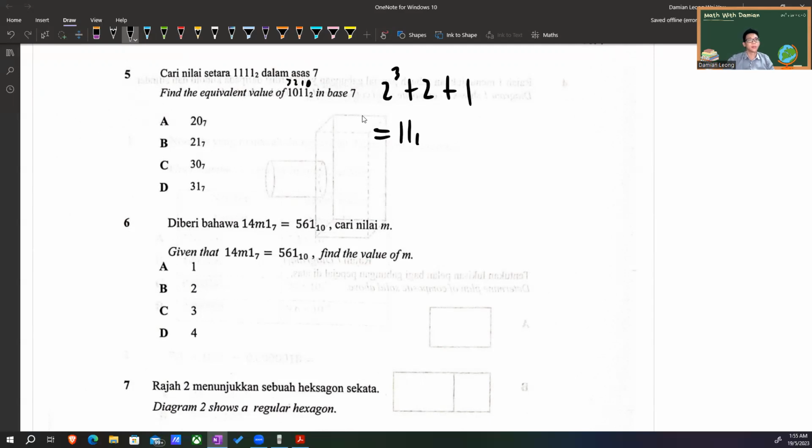So it's 11 in base 10, then convert to base 7. 11 divided by 7 is 1 remainder 4. 1 divided by 7 is 0 remainder 1. Take the remainders from bottom to top.